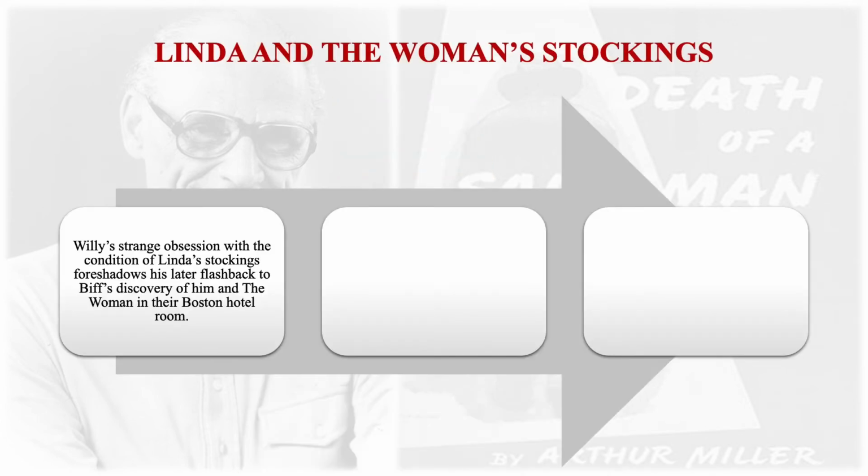Willy's strange obsession with the condition of Linda's stockings foreshadows his later flashbacks to the discovery of his infidelity. His worry is at two levels. On one, it is the literal idea that eats him up, the idea that he is unable to provide Linda with new clothing. He is unable to provide for his family, and Linda's stockings are constant reminders of Willy's failure as a provider, as a man who is supposed to keep his family intact.